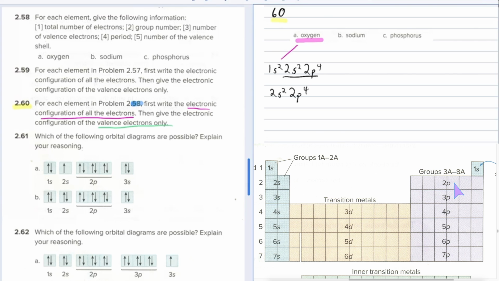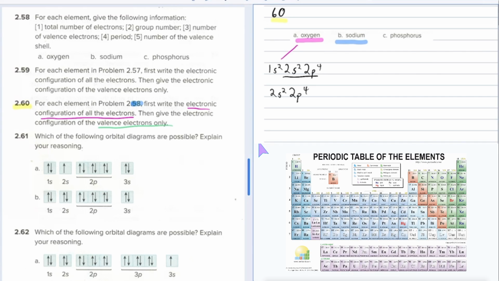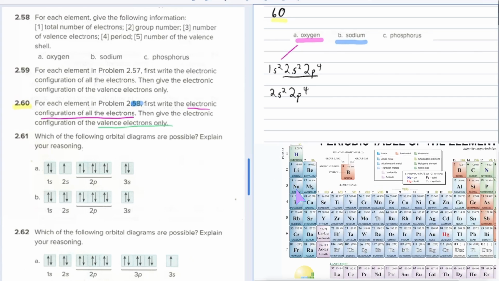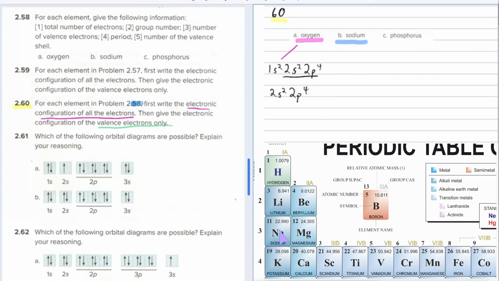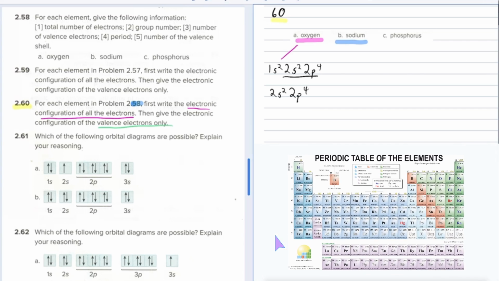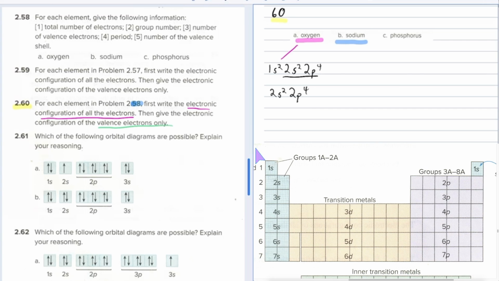Next one is sodium. Sodium is going to be right here. We can find sodium if we go to the other periodic table. There it is. So sodium is right there, element number 11. It's the third one down in the first column. There it is right there. It's in the 3s. So you're going to end with 3s1. So to get to sodium, it's 1s2, 2s2, 2p6, 3s1.